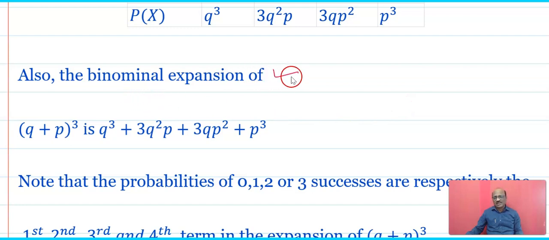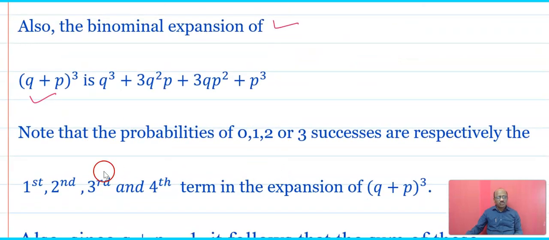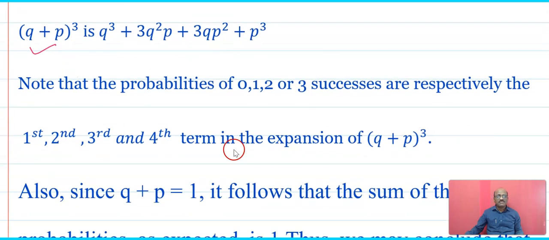Also the binomial expansion can be written as, now see this, the terms contained in this formula, in this table. कोणत्या प्रकारचे आहेत बघा ते, Q cube येते, 3Q square P आहे, नंतर 3PQ square आहे आणि P cube आहे. If your algebra is good, this is nothing but the expansion of Q plus P bracket cube. Okay, this formula, this is an expansion of Q plus P bracket cube. That is, Q plus P bracket cube is equal to Q cube plus 3Q square P plus 3QP square plus P cube. Note that the probabilities of 0, 1, 2 or 3 successes are respectively the first, second, third and the fourth terms in the expansion of P plus Q bracket cube.